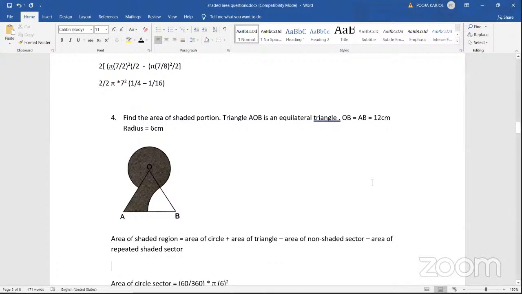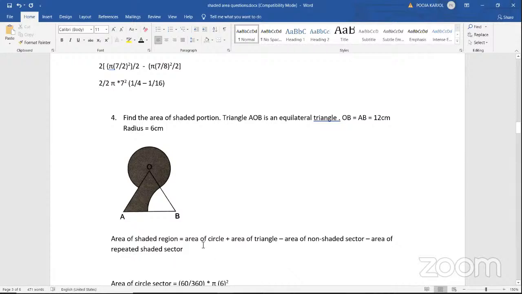Okay, my voice. Now, area of the shaded region would be area of the circle plus area of the triangle minus the non-shaded sector. Okay, minus area of the repeated shaded sector, because this repeats twice in the triangle and circle. So you have to subtract it once.